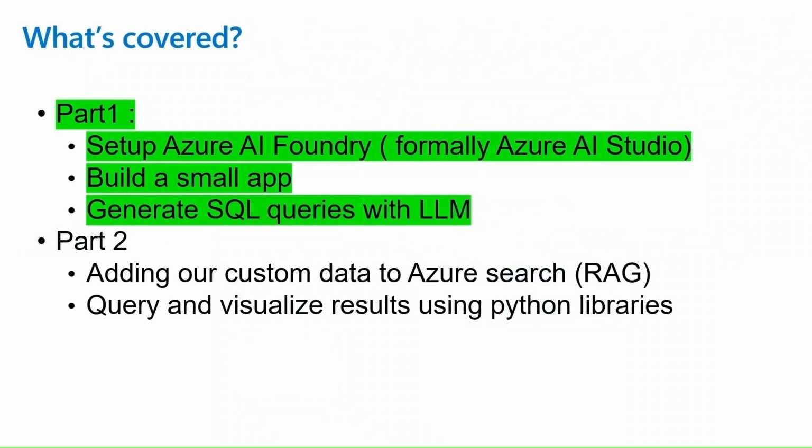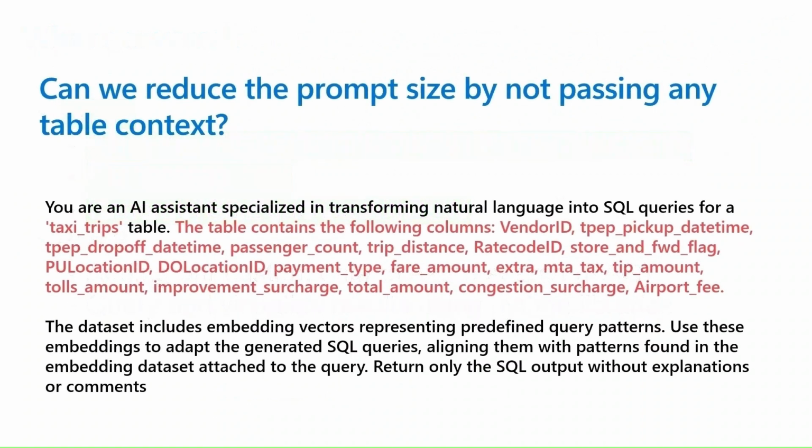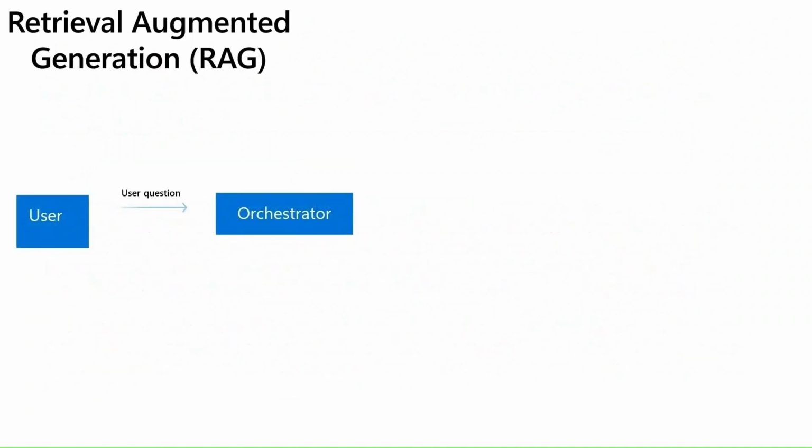In this video, we are going to learn how to add your custom data to Azure Search, build a RAG flow, and also query and visualize the results using Python libraries on a local machine. But the question that we want to answer in this video is, can we reduce the prompt size by not passing the table context? And RAG is the answer for that.